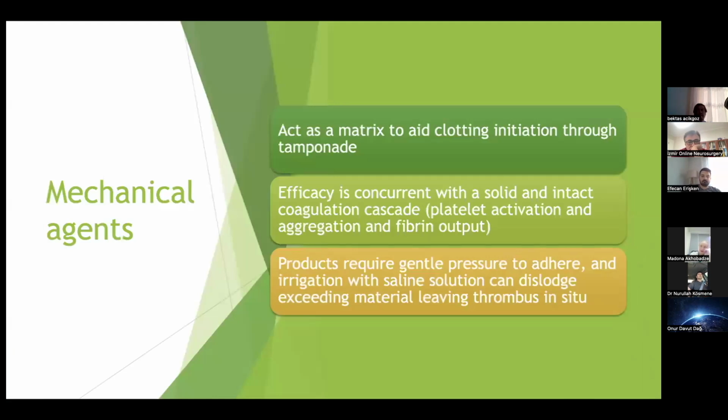Now coming to the first group, that is mechanical agents. These mechanical agents basically provide hemostasis by just mechanical support, or mechanical action. It does not interact with the coagulation pathway or cause any type of cellular interaction. So it acts as a matrix to aid clotting initiation through a tamponade. And the products require gentle pressure to adhere. And irrigation with saline solution can dislodge the excess material, leaving thrombus in situ.